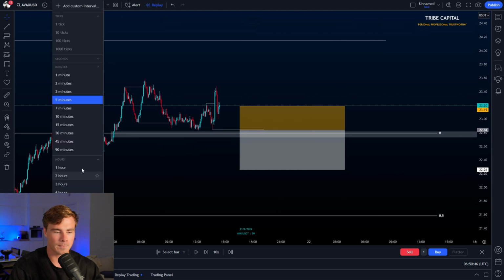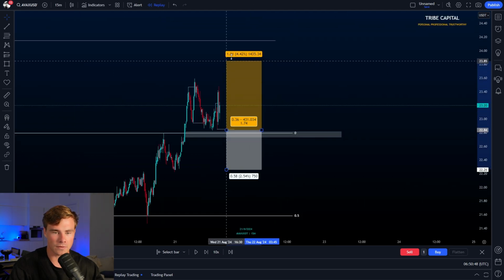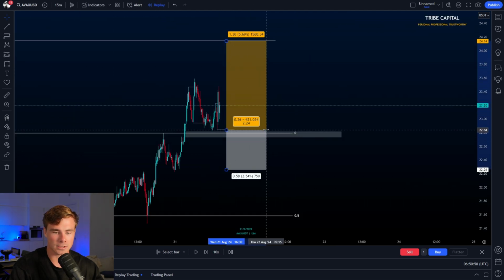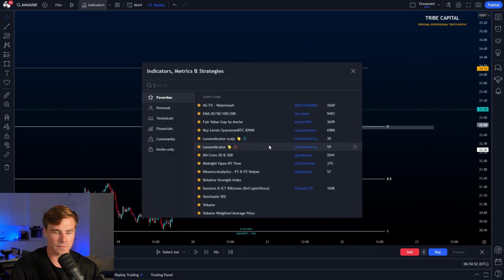What we can see over here, we execute a trade like this. We have a clear target, and what I really loved about the setup was the EMA confluence on a 15-minute time frame.